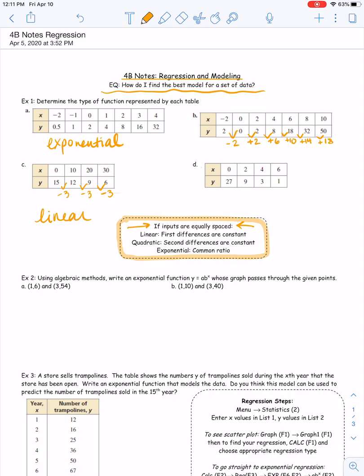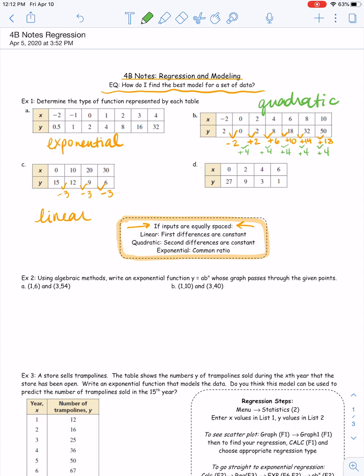So now I need to check, what about those second differences? From negative 2 to positive 2, I had to add 4. From 2 to 6, I added 4. Add 4. Add 4. Add 4. So this means that this data is quadratic. I would always check first to see if it's linear or exponential, and then if it's neither of those two, check to see if it's quadratic. It might not be that either, so it could be none of the above.